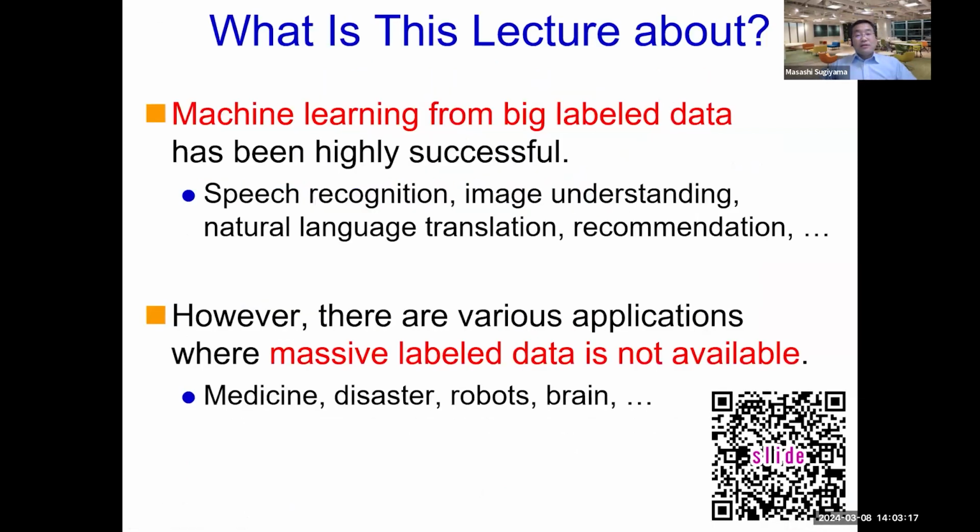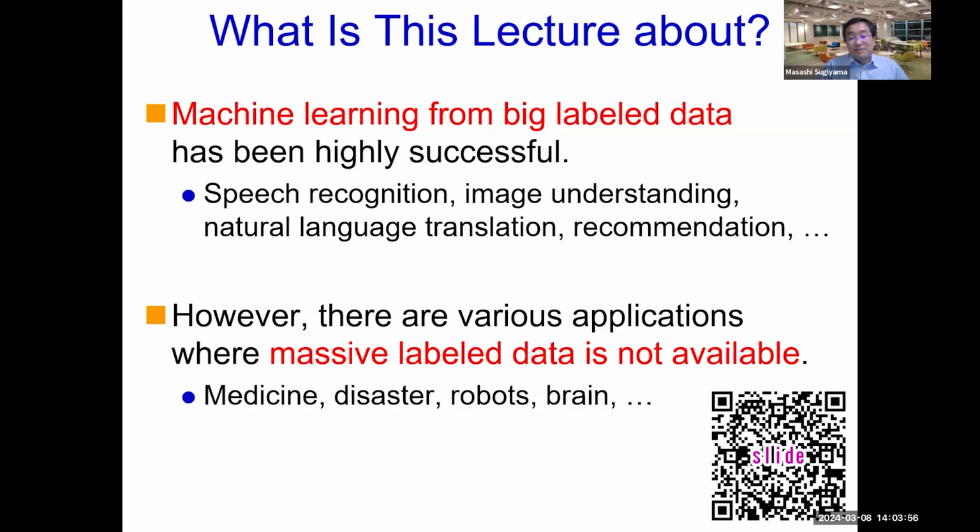Okay, so what is this lecture about? We are sure that machine learning from big labeled data has been very successful in many applications like speech, image, language, recommendation, etc. However, there are still many applications where massive labeled data is not available. Like in our Riken Center, we have projects on medical sciences, natural disasters, robot control, brain signal analysis, etc. In these applications, it's very difficult to obtain high quality labeled data, or sometimes even impossible.